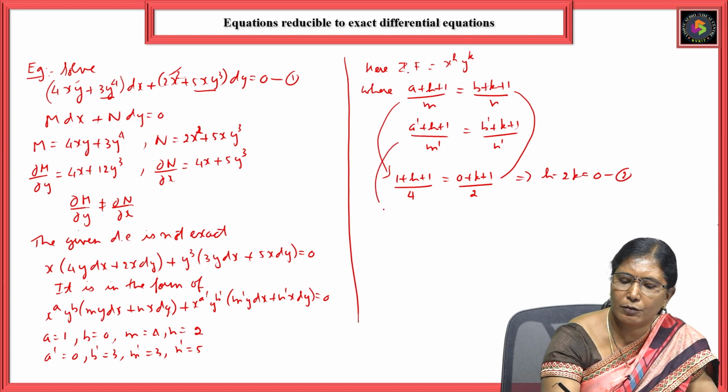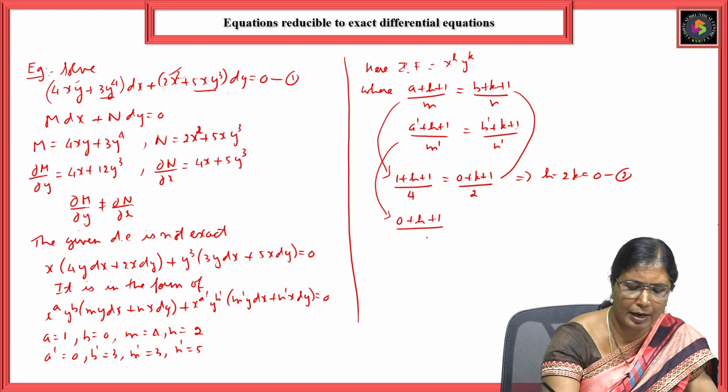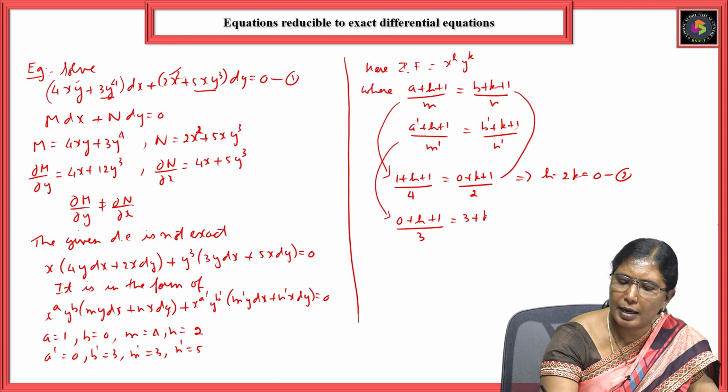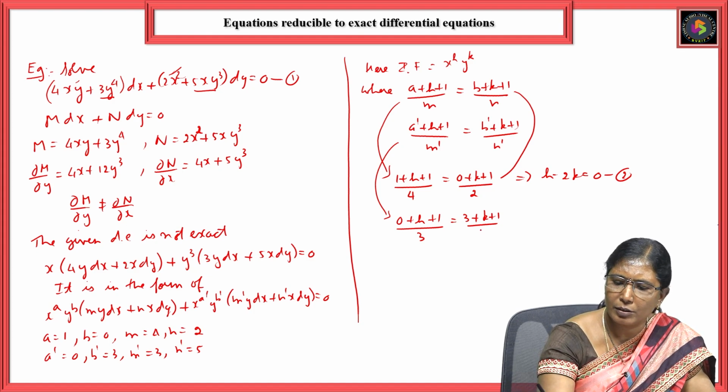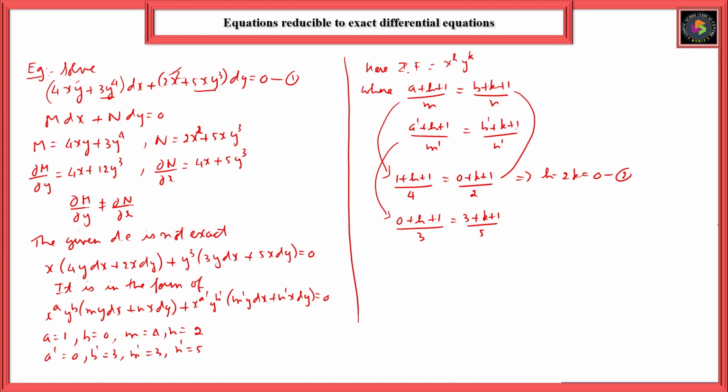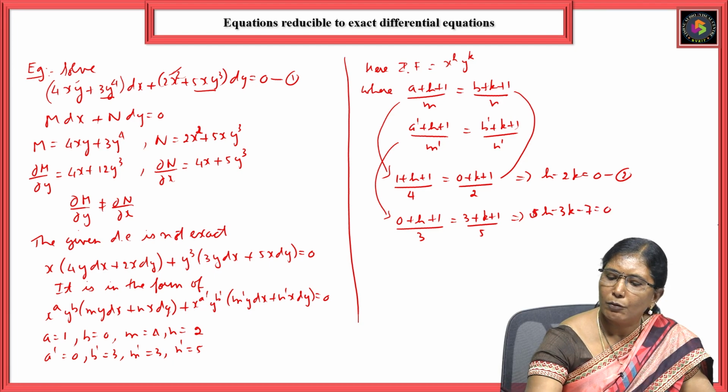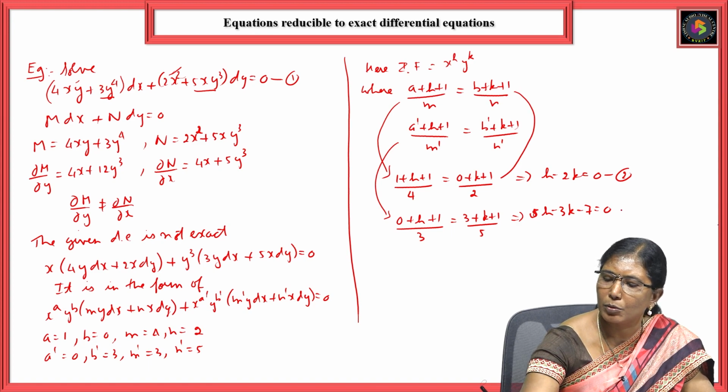Now what is the next relation we get? If you substitute a dash as 0, plus h plus 1 divided by m dash, which is 3, and b dash is 3, plus k plus 1 divided by n dash, which is 5. So this gives the equation 5h minus 3k minus 7 is equal to 0.